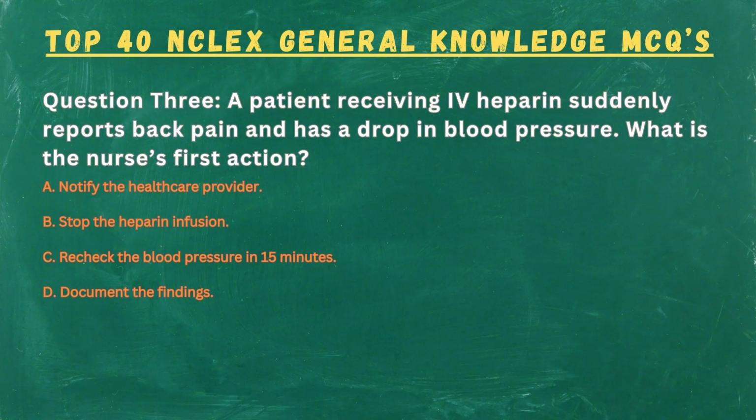Question 3. A patient receiving IV heparin suddenly reports back pain and has a drop in blood pressure. What is the nurse's first action? A. Notify the healthcare provider. B. Stop the heparin infusion. C. Recheck the blood pressure in 15 minutes. D. Document the findings. Answer. B. Stop the heparin infusion.